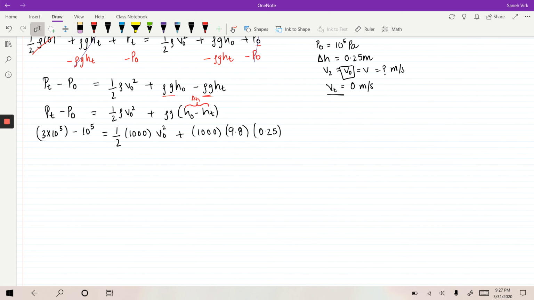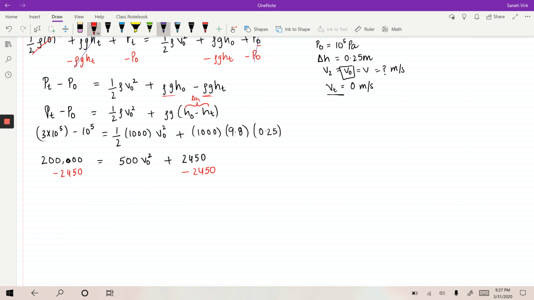Once you solve the left-hand side, you get 200,000 equal 500 v naught squared plus, let's put that in our calculator and see what we get. 1000 times 9.8 times 0.25, which gives 2,450. Now I'm going to subtract 2,450 from both sides.